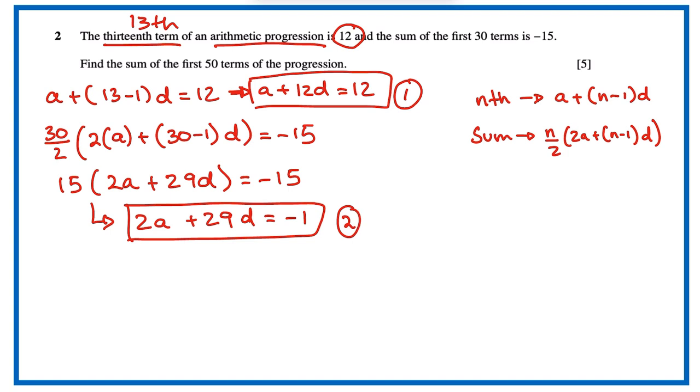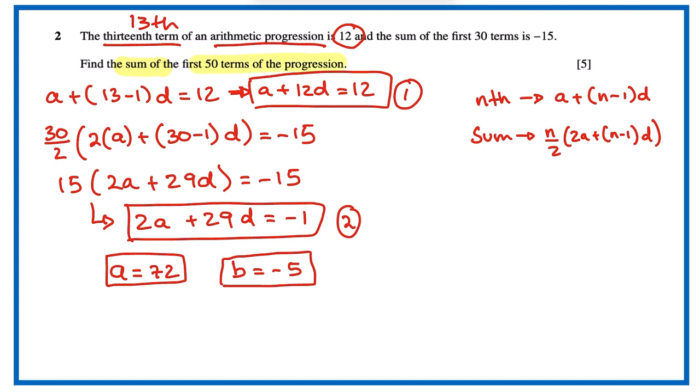Now if I put this inside a calculator, which you are allowed to do, you should get the value of a is equal to 72 and the value of d is equal to minus 5. So once you find your value for a and your value for d, we can find the sum of the first 50 terms of this progression.